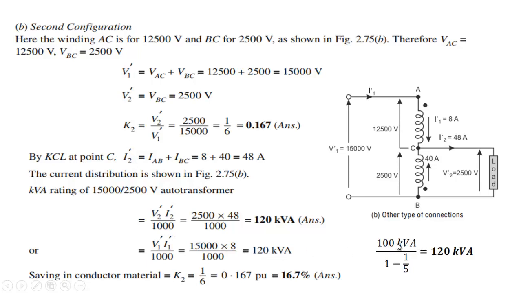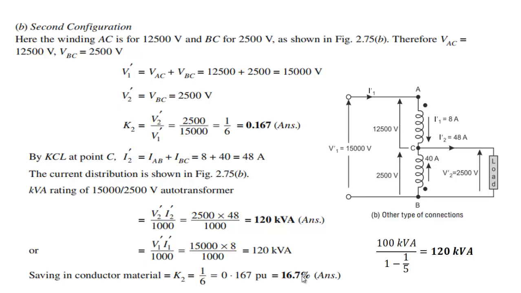This can also be calculated by 100 divided by 1 minus 1 divided by A. So it will be equal to 120 kVA. We can use this also. Here the saving in the conductor material is only 1 by 6, that is 16.7% only. So here, as A is very small, we cannot use this type of configuration.